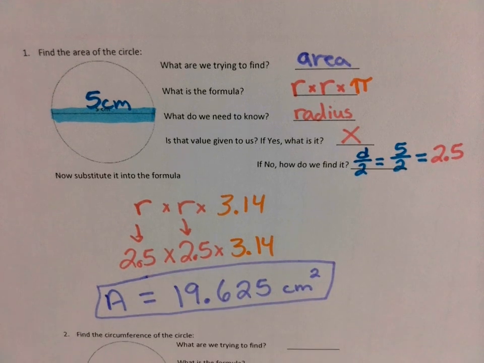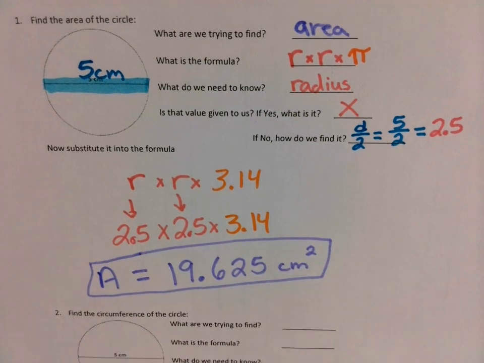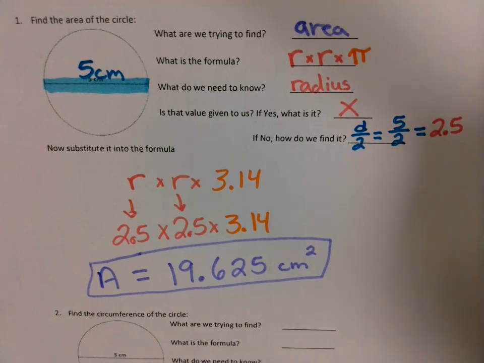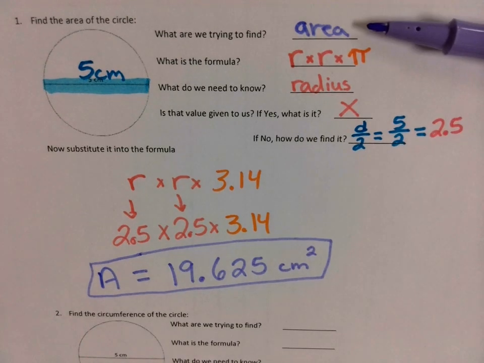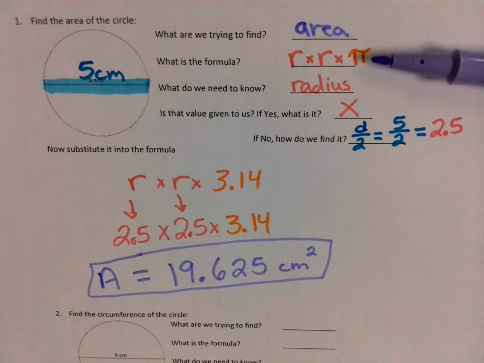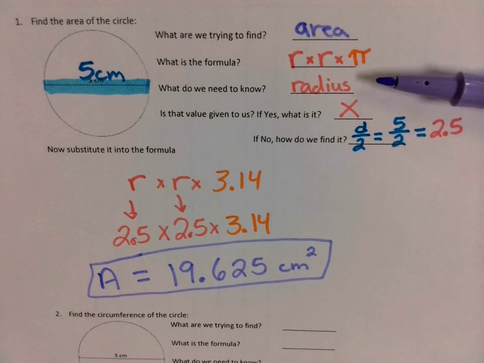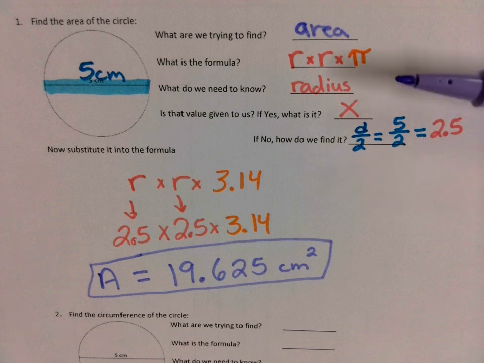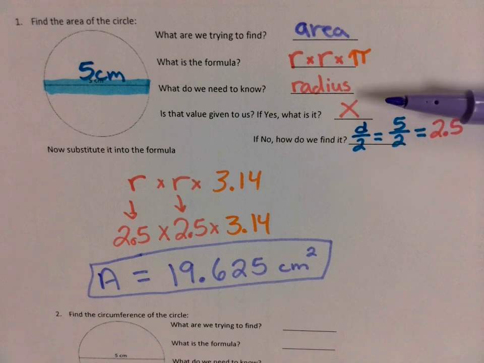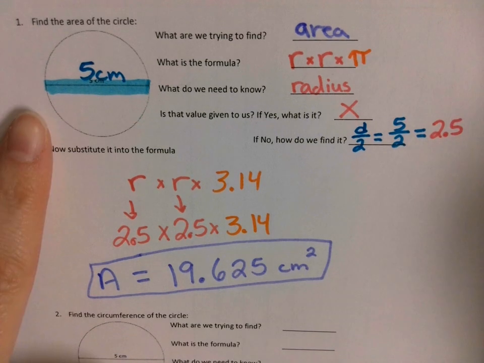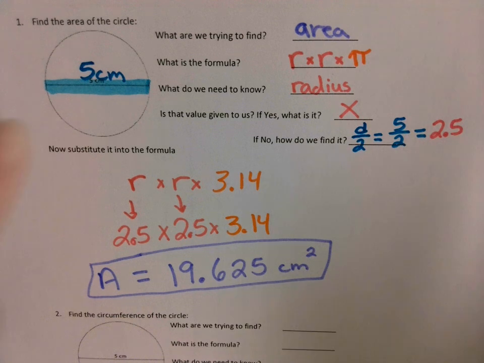So you're literally going through and you're going to say, okay, what am I finding? Am I finding area or am I finding circumference? What is the formula for what we're finding? What information do we need to know? We need to know the radius if it's area. We need to know diameter if it's circumference. Then we're going to look at the picture: did they give us what we needed? Did they give us the radius? Did they give us the diameter if we need diameter?